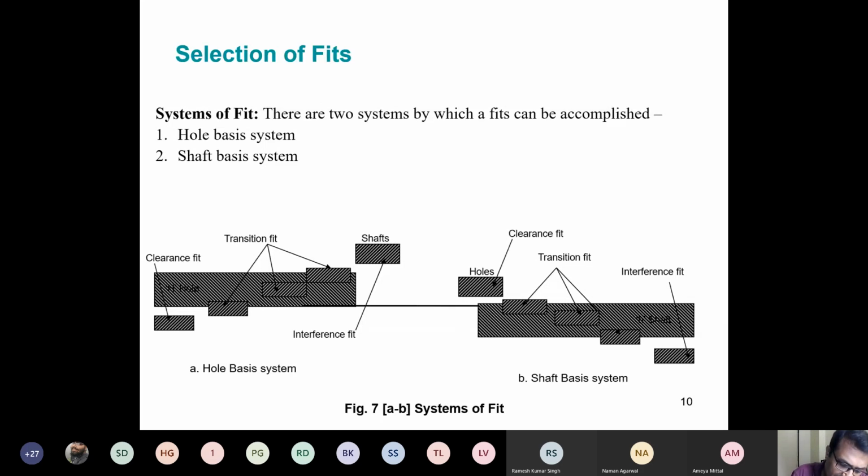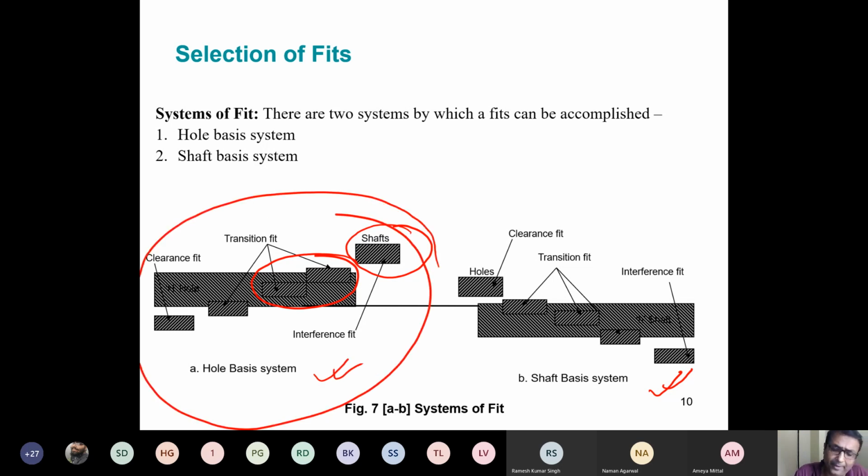So these are transition, right? This is interference. This is the shaft. The shaft is bigger than the hole. So this is a hole-based system. You fix the hole and see the shafts, or you fix the shafts and see the hole. Either you can have a hole-based system or a shaft-based system. Typically, we have a hole-based system. That's more popular, but either way is fine. It doesn't really matter. You still use the same combinations.